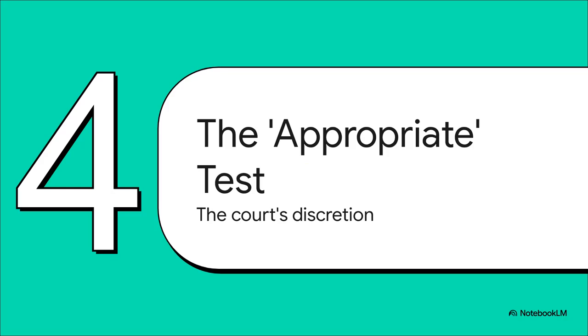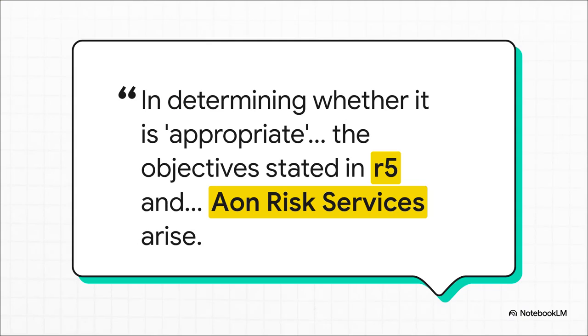So let's zoom in on that universal first hurdle, the appropriate test. What on earth does appropriate actually mean in the court's eyes? Well, it's not just a gut feeling, there are some very clear principles you need to argue. If you get a question on this, the case you have to cite is Hartnett v. Heinz. The court tells us that figuring out if something is appropriate is a balancing act. You've got to look at the big picture goals of the UCPR in Rule 5, justice, efficiency, resolving the real issues, and you have to apply the big principles from the High Court's decision in Aon Risk Services.